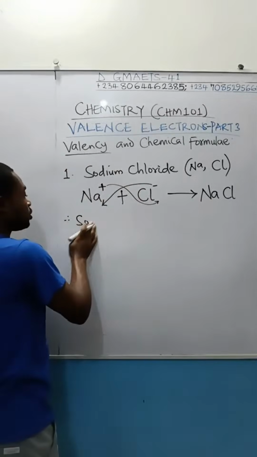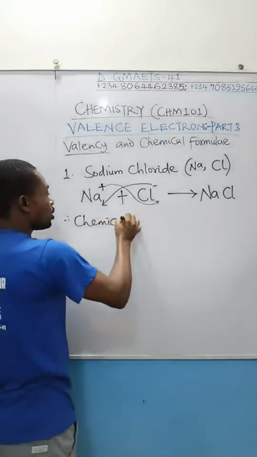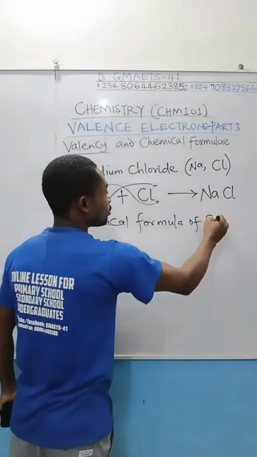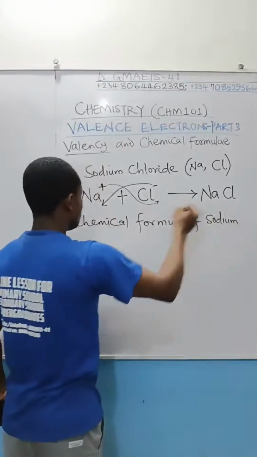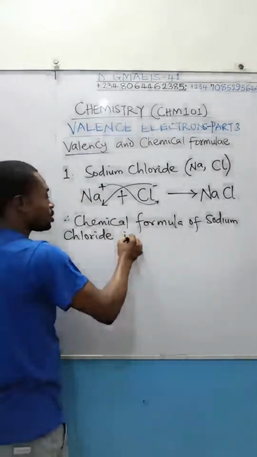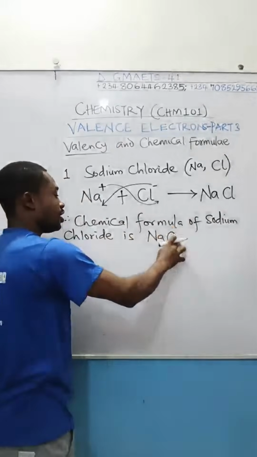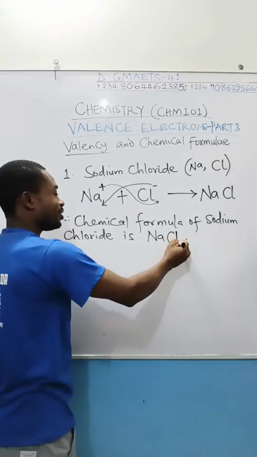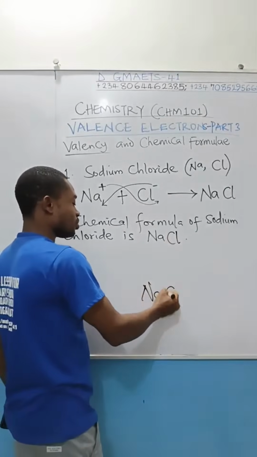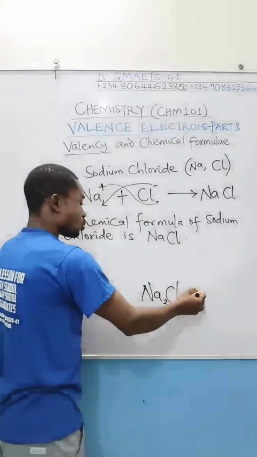Therefore, the chemical formula of sodium chloride is NaCl. So if anybody tells you that sodium chloride is written as Na2Cl, the person is wrong.